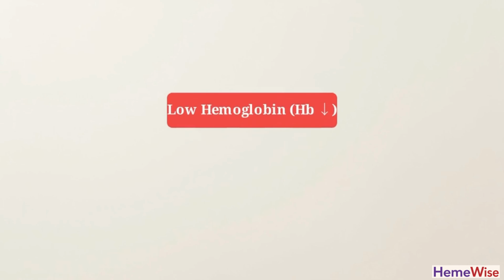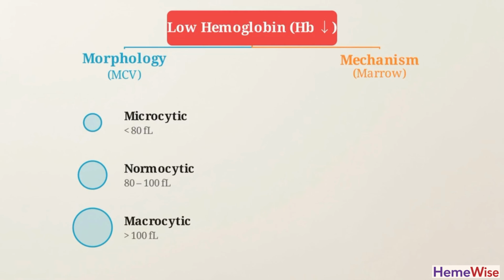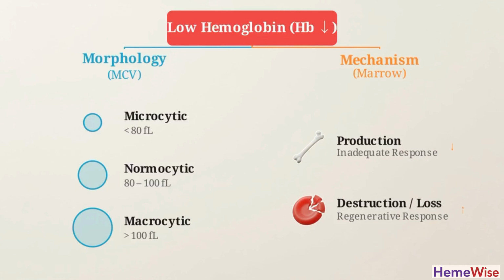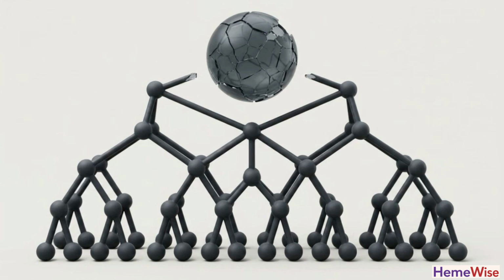Once the anemia is confirmed, the framework relies on a dual classification system. It interweaves the physical size of the cells, the morphological classification via MCV, with the functional state of the marrow, the mechanistic classification of production versus destruction. Skipping this initial confirmation step and failing to identify laboratory artifacts renders the entire algorithmic tree structurally useless.